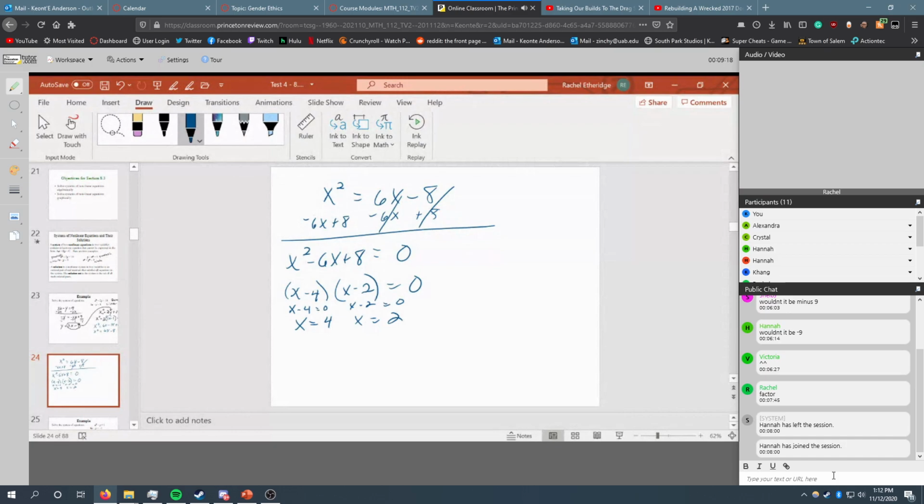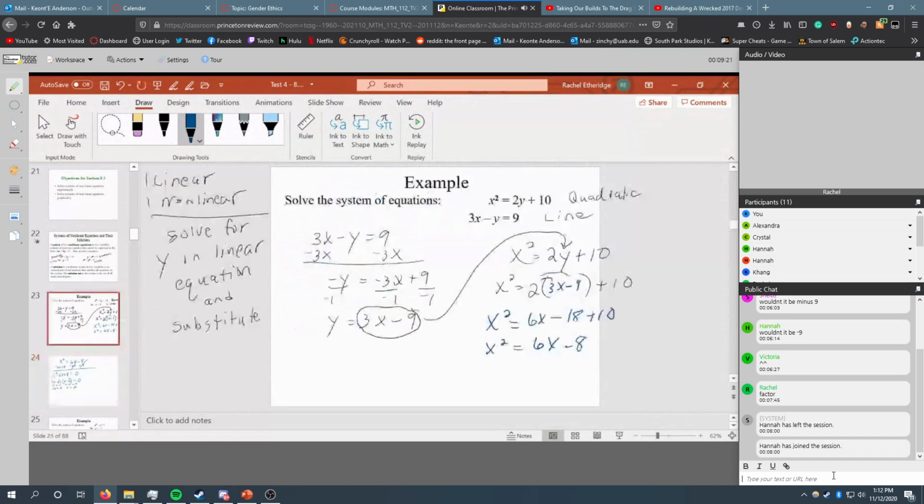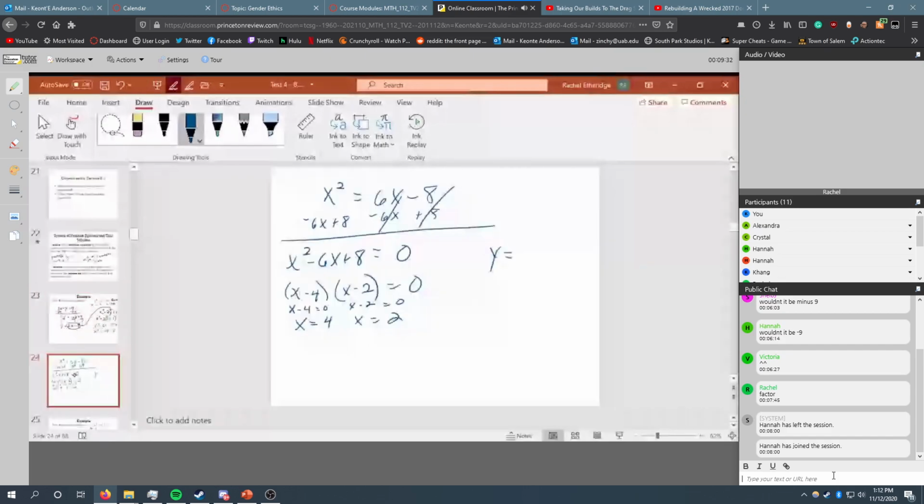Now let's go back to where I solved for y. After I got the correct y, it was y equals 3x minus 9. So I'm going to have two intersection points. When x is equal to 4, I plug in x equals 4, and I get y equals 12 minus 9, which is 3. So my first ordered pair is (4, 3).